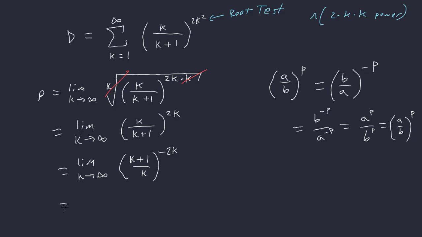All right, and now I'll have that this is the limit as k goes to infinity of, well, when we split this up, this is k over k plus 1 over k, so this will be 1 plus 1 over k to the negative 2k, and right off the bat, I can see that this is my E pattern with a negative 2 in the exponent, which is 1 over e squared, which will be less than 1. Now, isn't that so much nicer to play with than what we were having to do before?